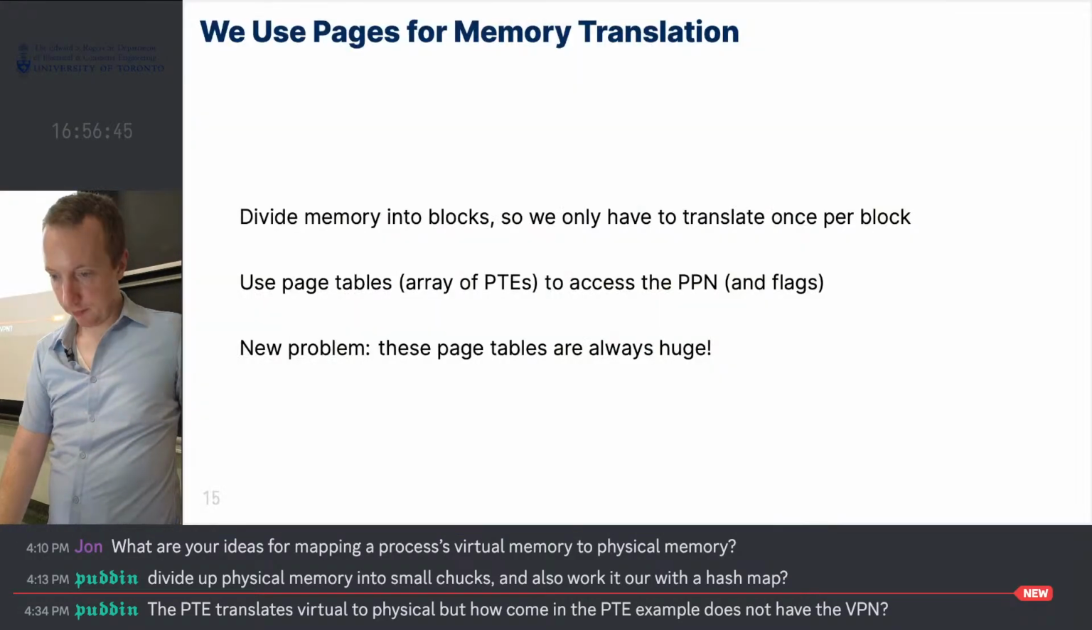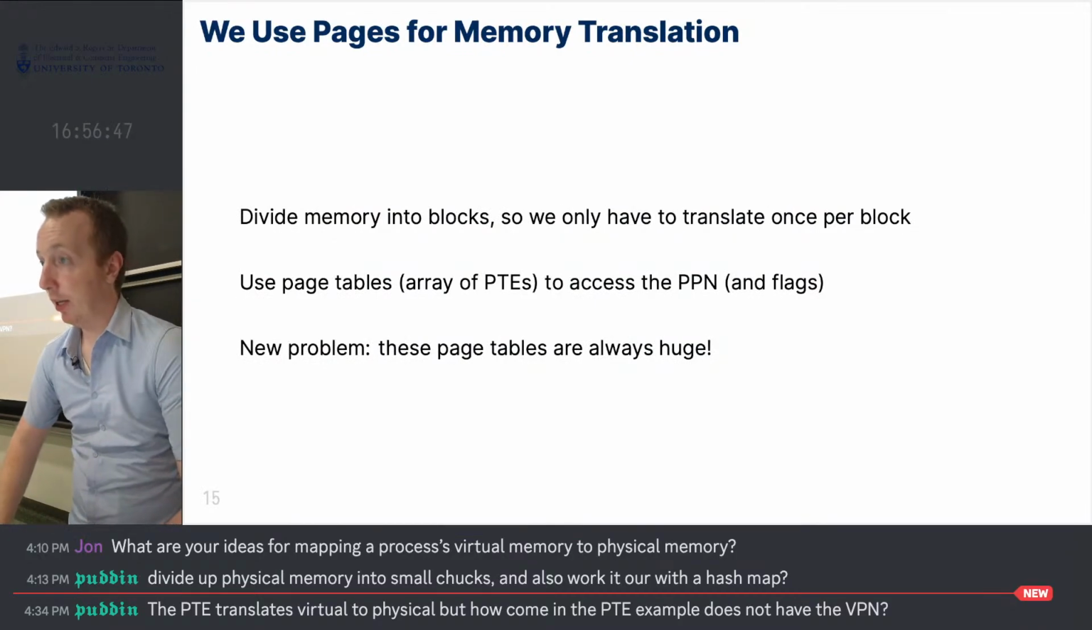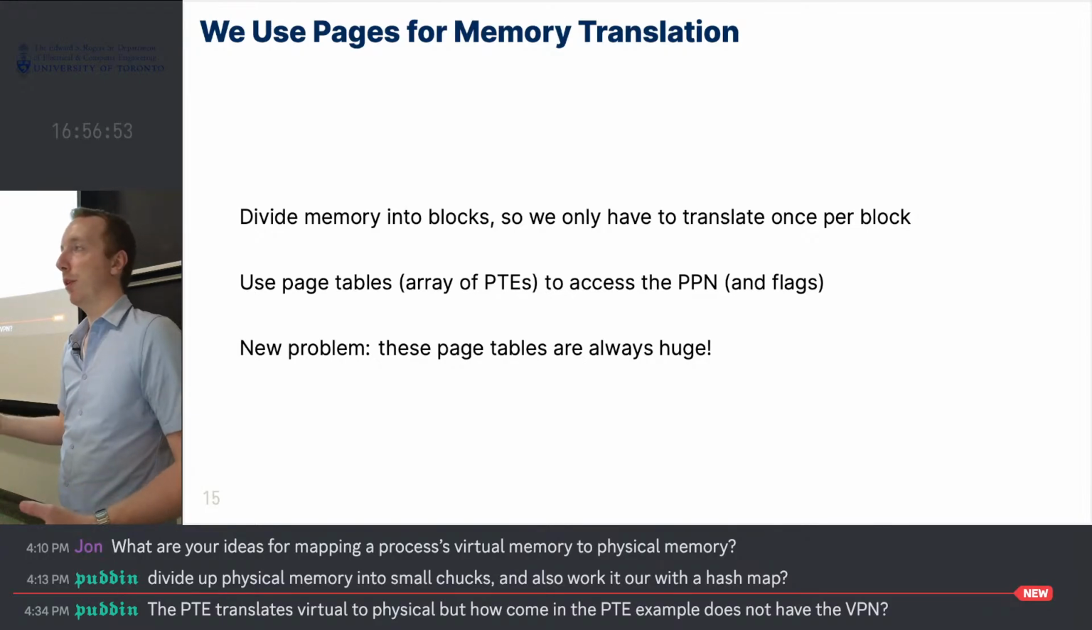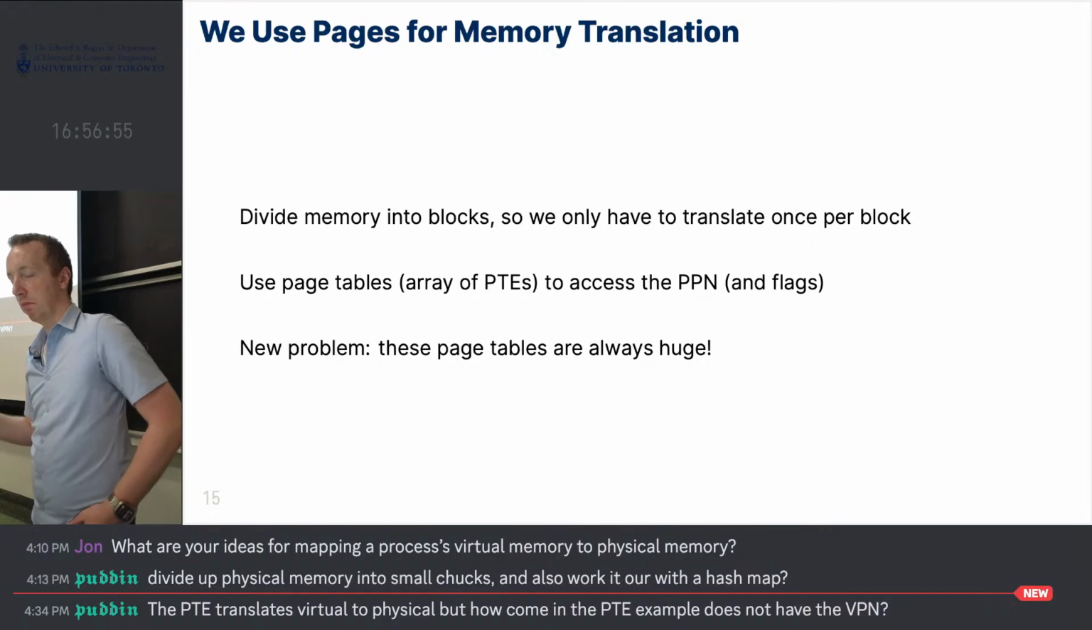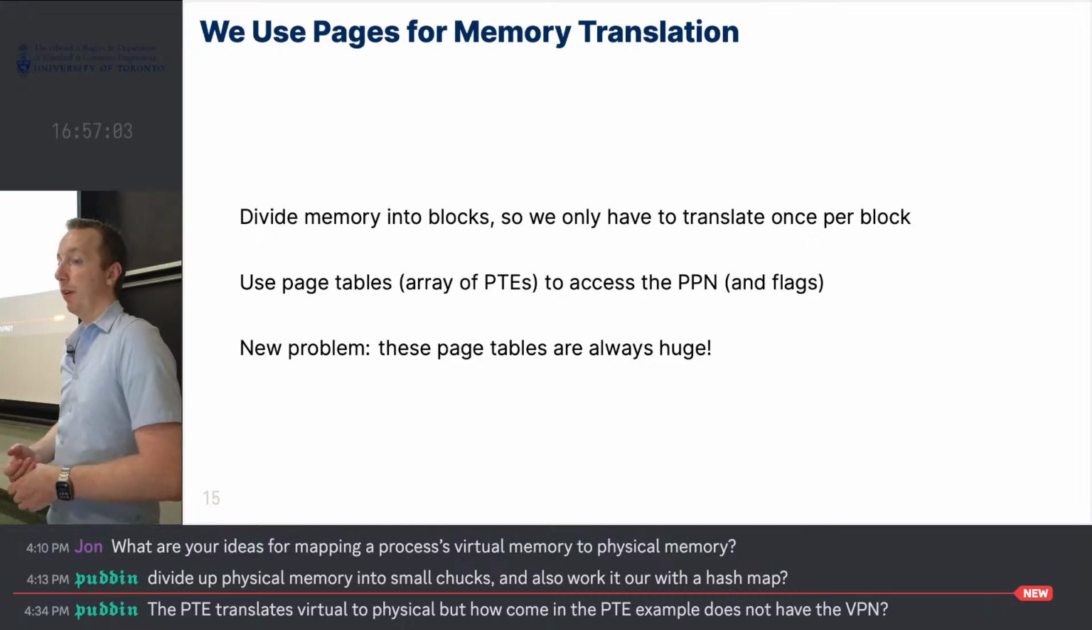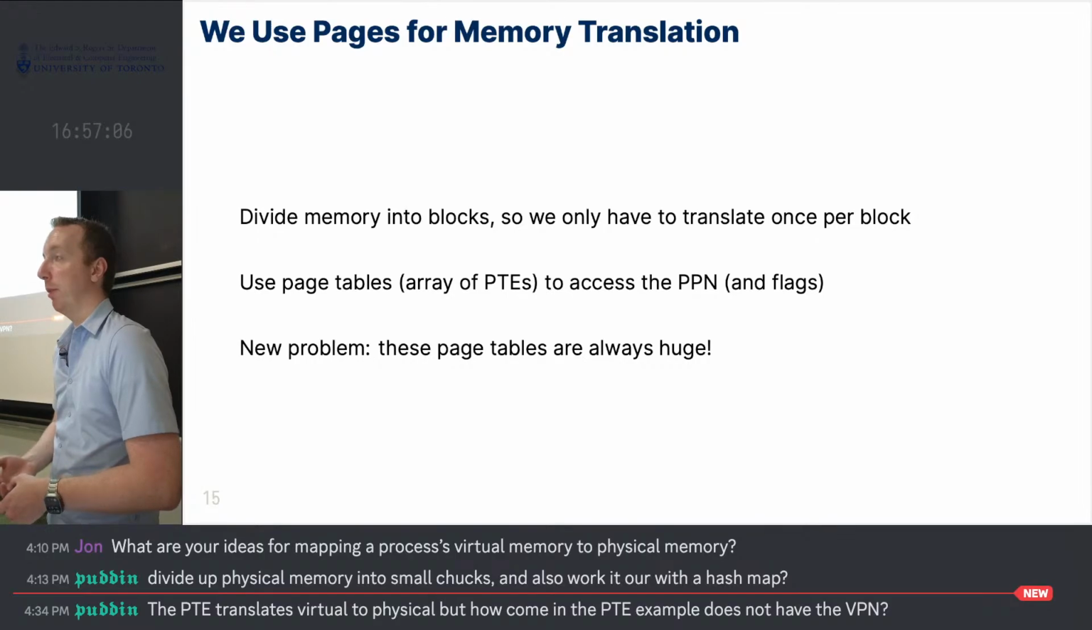So today we use pages for memory translation. Divide memory into fixed size blocks. Only have to translate once per block. Don't have to translate the offset. Pretty fast, because page tables are basically just an array. The array is indexed by the virtual page number and it's an array of page table entries.